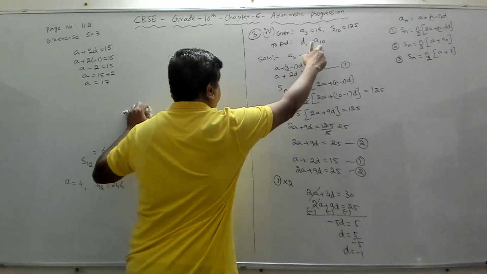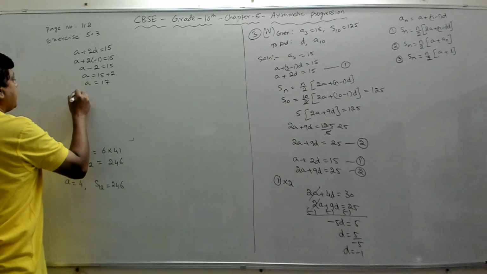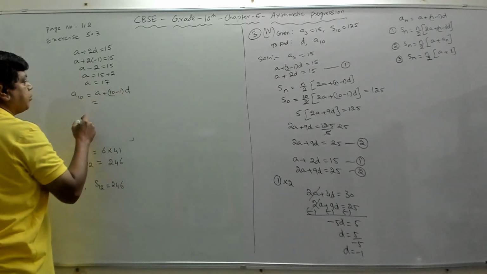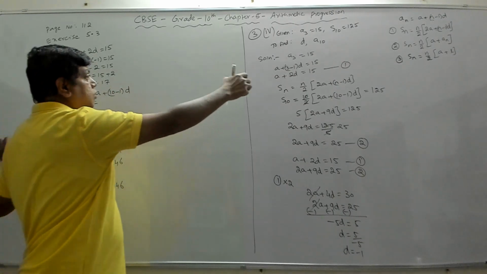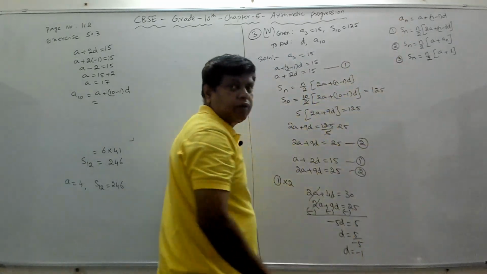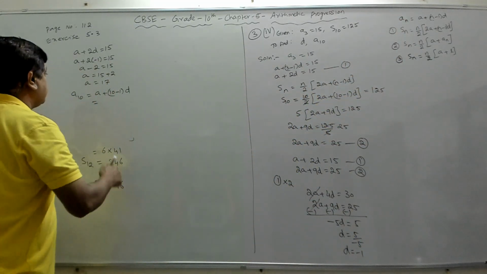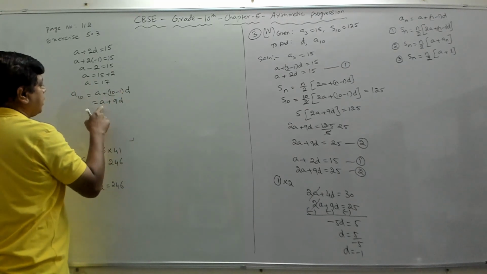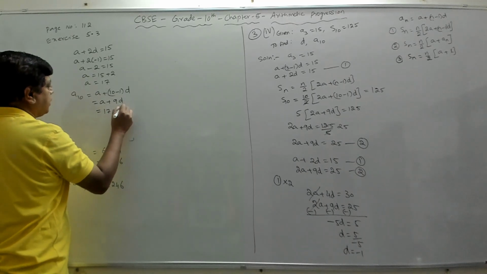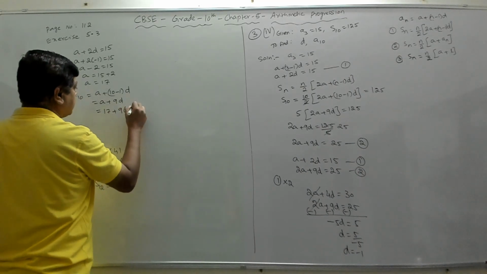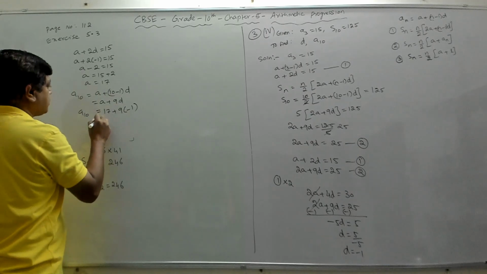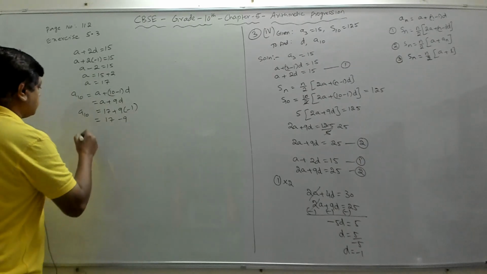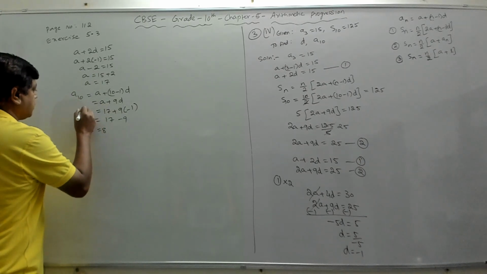Now let's find A10. The 10th term A10 equals A plus 10 minus 1 into D, because An is A plus n minus 1 into D. So that is A plus 9D. A is 17 plus 9 into D, which is minus 1. So A10 becomes 17 minus 9, and your A10 becomes 8.